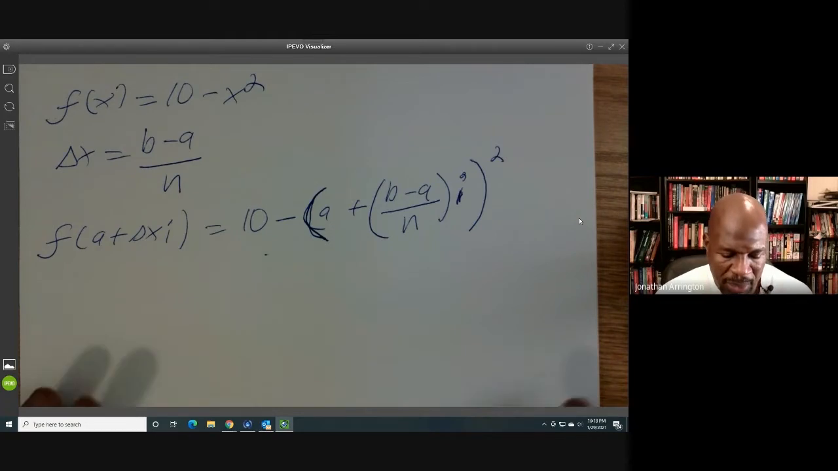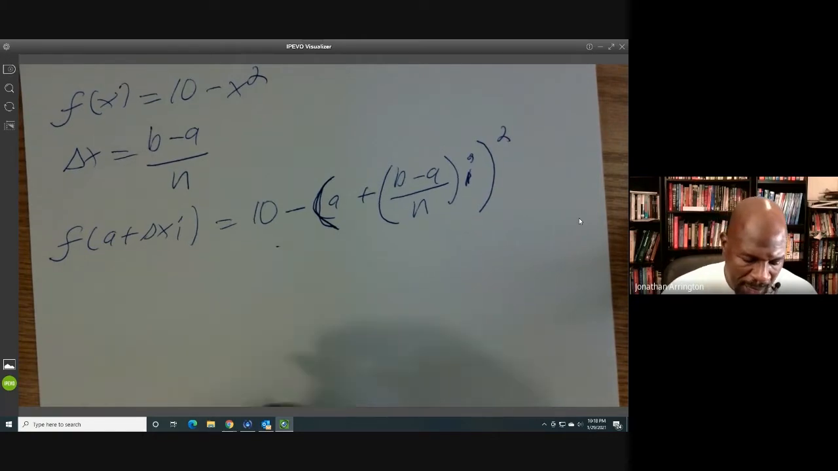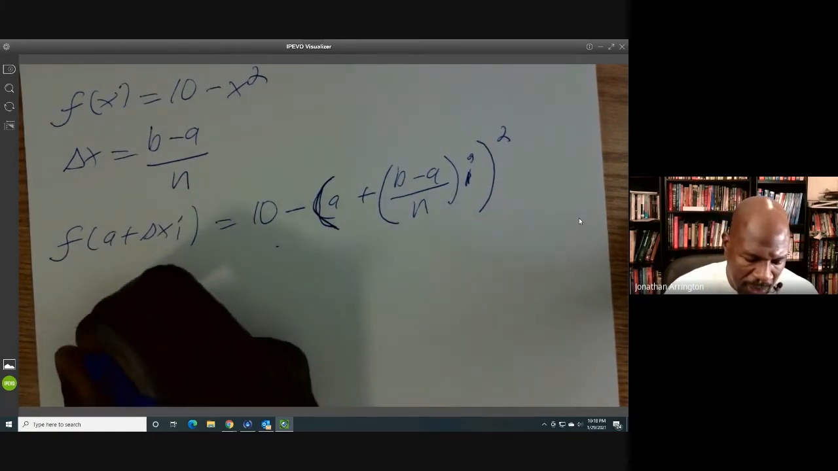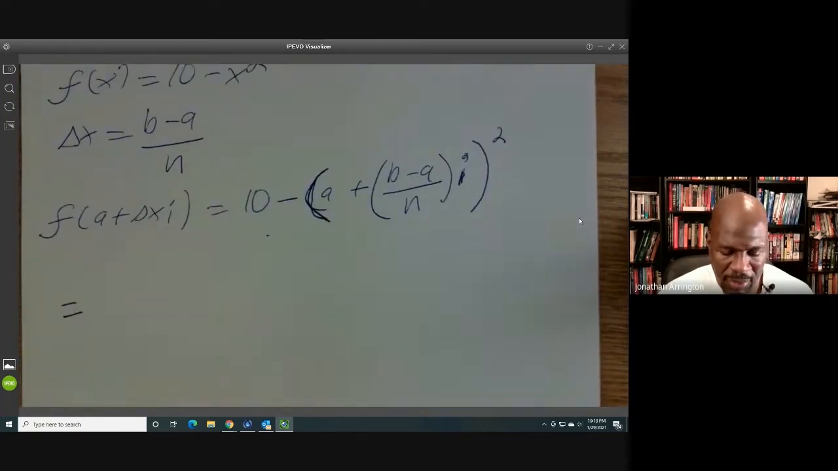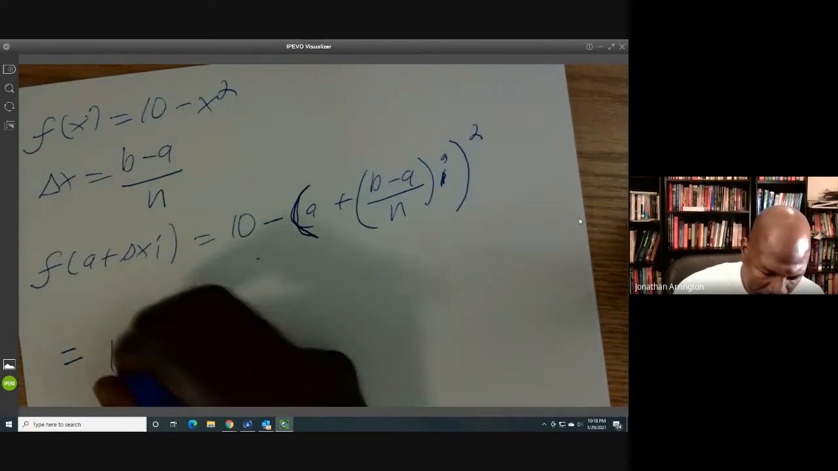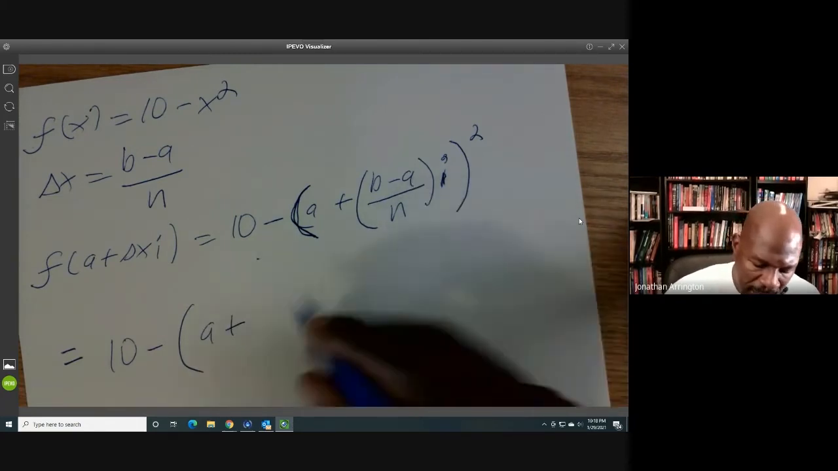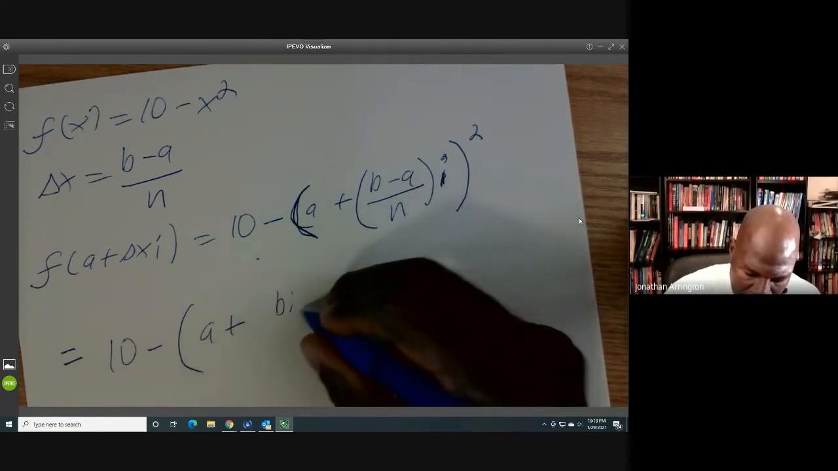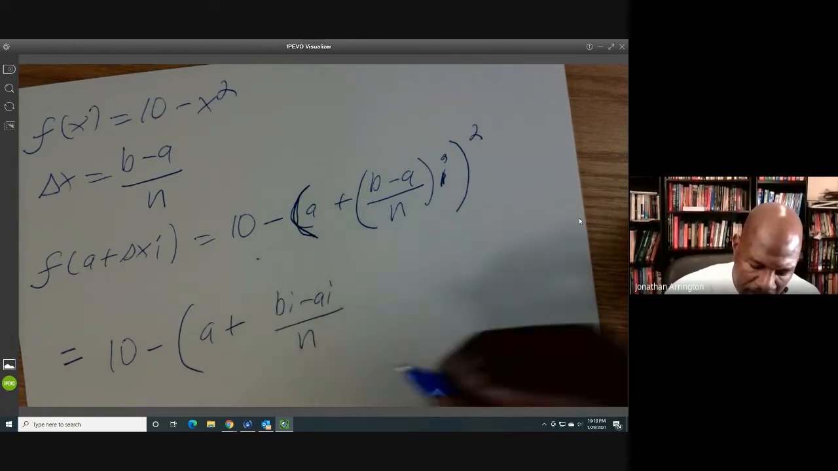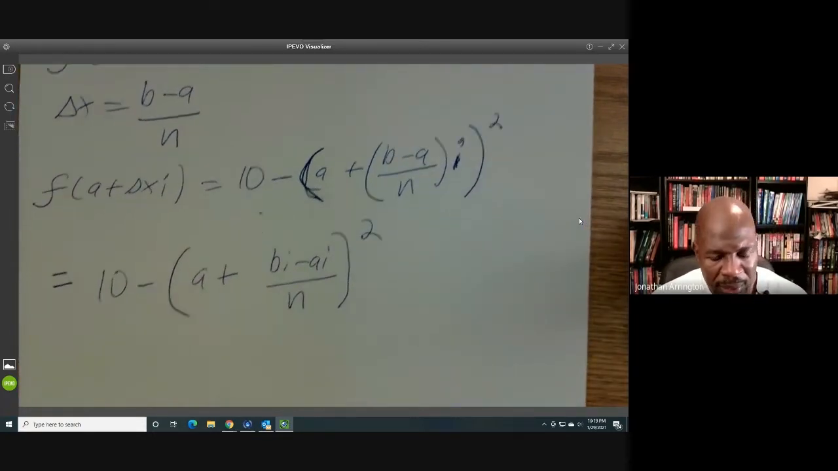So I'm going to do this step by step, and this is going to take quite a bit of space. So what I'm evaluating now is f of a plus delta x i, and so I'm just going to move the equal sign a little closer to the end because of how long this expression is going to end up being. So 10 minus a plus, first thing I'm going to do is just distribute this i. So bi minus ai over n squared. Okay, cool. So far, so good.